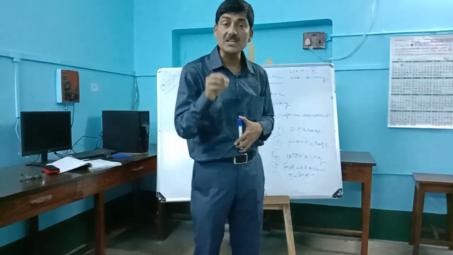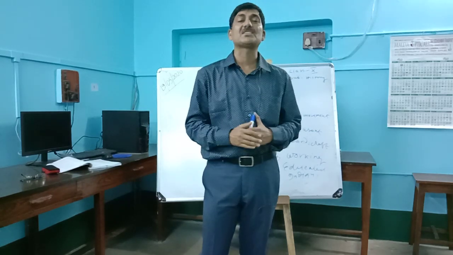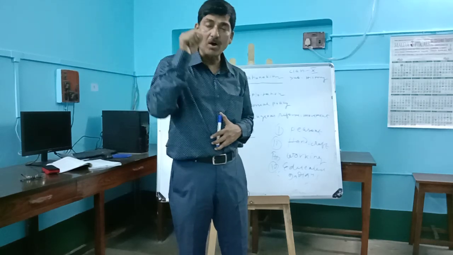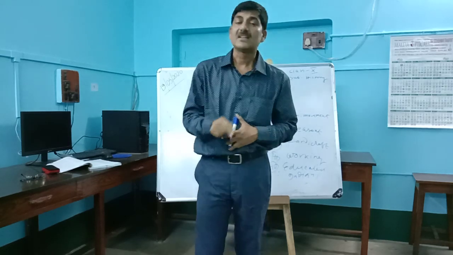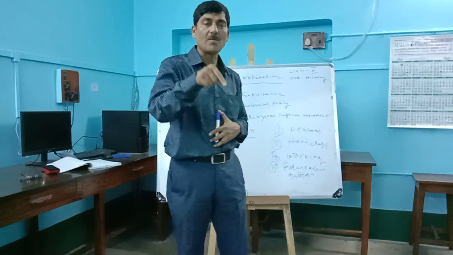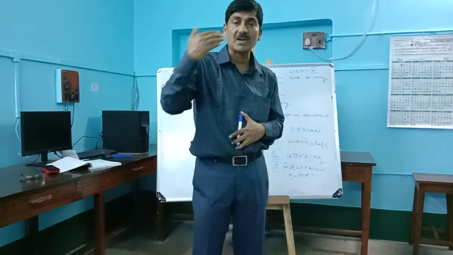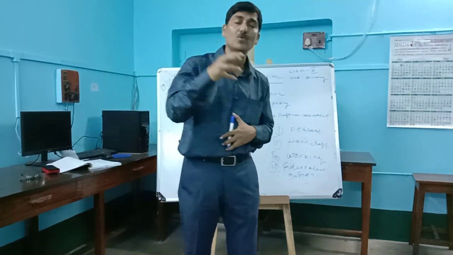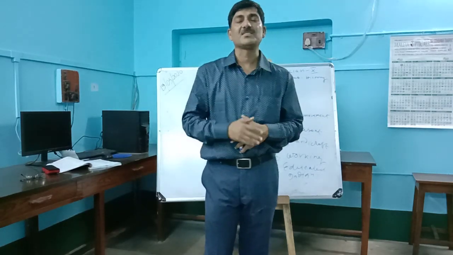So what was the ultimate objective of the British capitalists? The ultimate objective of the British capitalists was to pay low wages to them. The ultimate objective of the British industrialists was to exploit the Indian workers, making them work more hours in the industry and produce more within a short time. So they were also being exploited by the British capitalists, by the British industrialists.